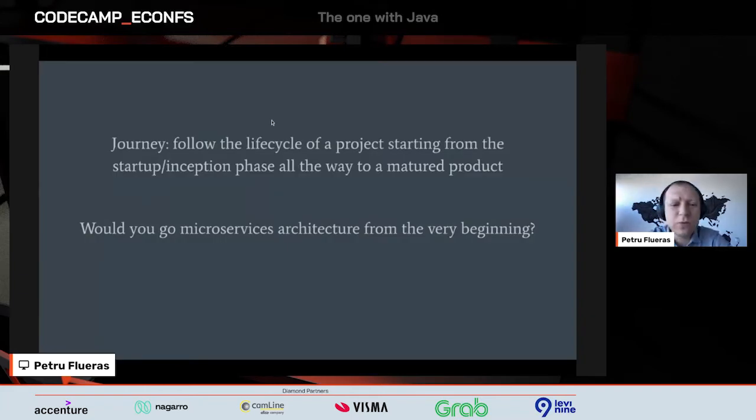I'm inviting you to join me for a journey. Let's suppose that we are following the life cycle of the project, starting from the inception phase all the way through to a matured product. So a very normal question comes into my mind, and it sounds like, would you go microservices from the very beginning? Is this an appropriate architectural style, let's say?